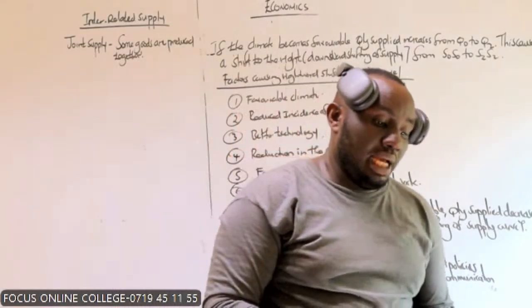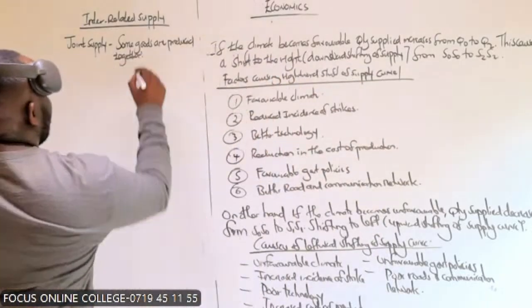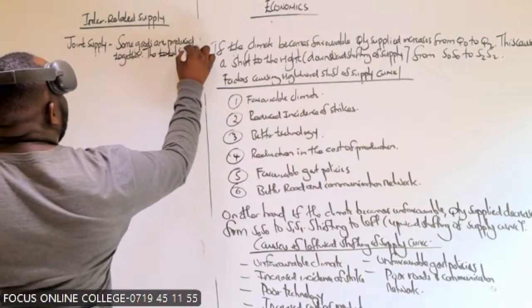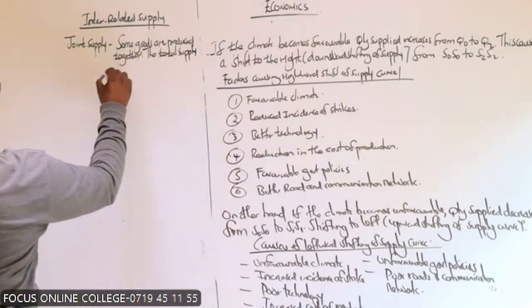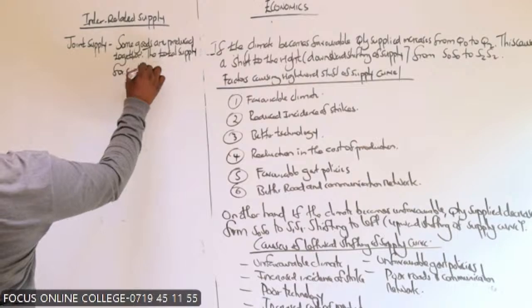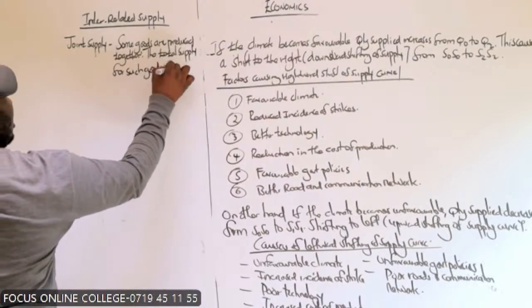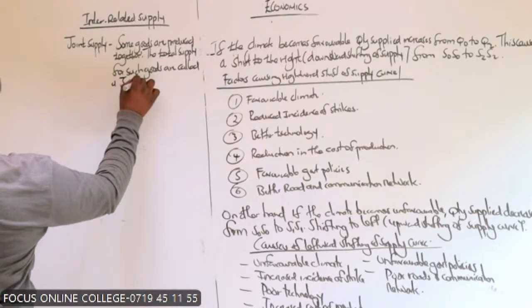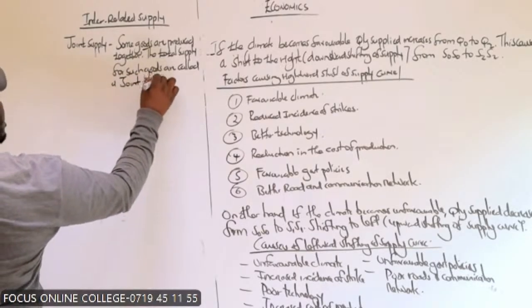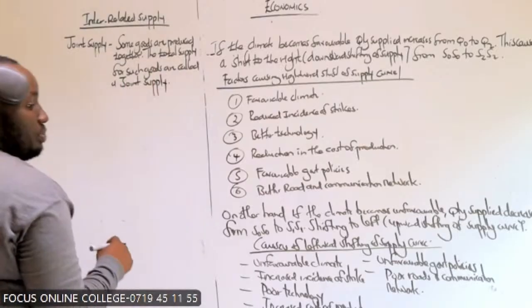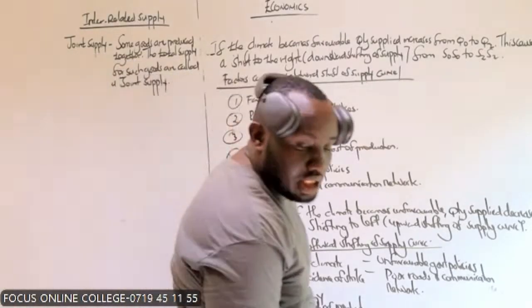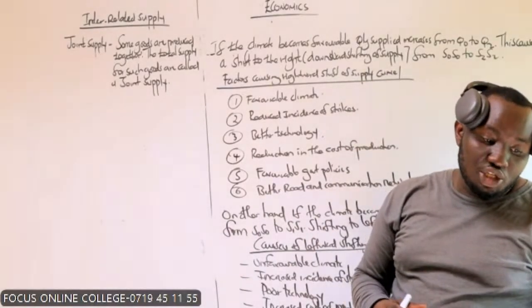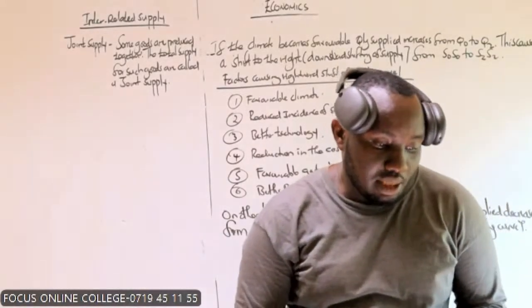So we say the total supply for such goods is what they call a joint supply. If some goods are produced together, the total supply for such goods, we call joint supply.